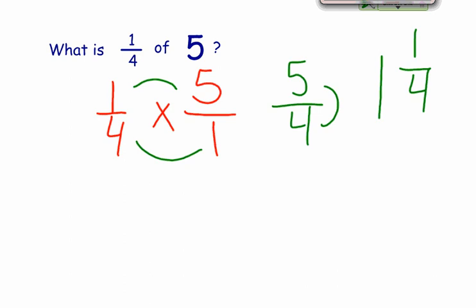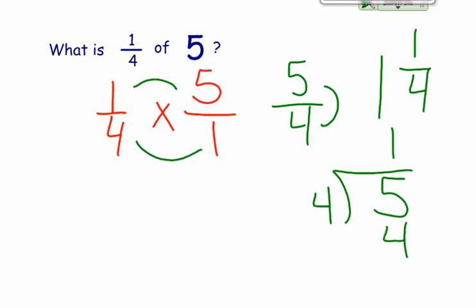If you can't see how I got the 1/4, then switch it into a problem like this and do 5 divided by 4. 4 goes into 5 one time. 1 times 4, 4, minus 1. Here's our 1, and that's where we get our 1/4 from, just like that.